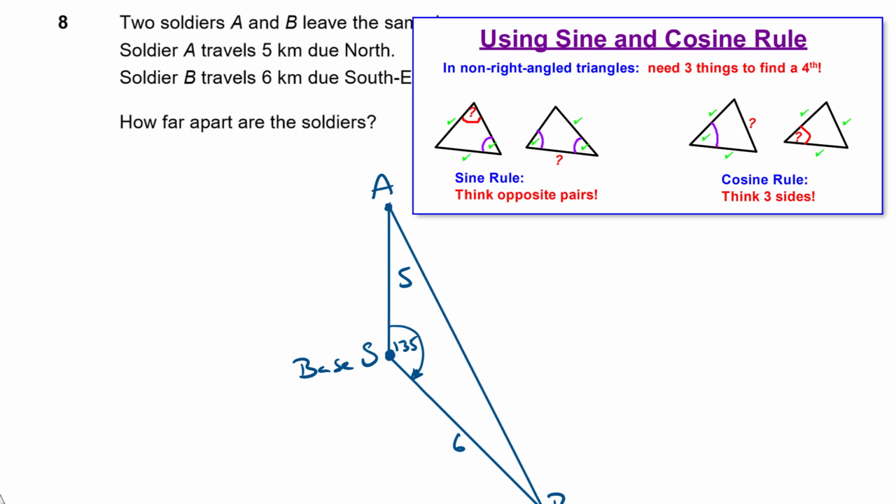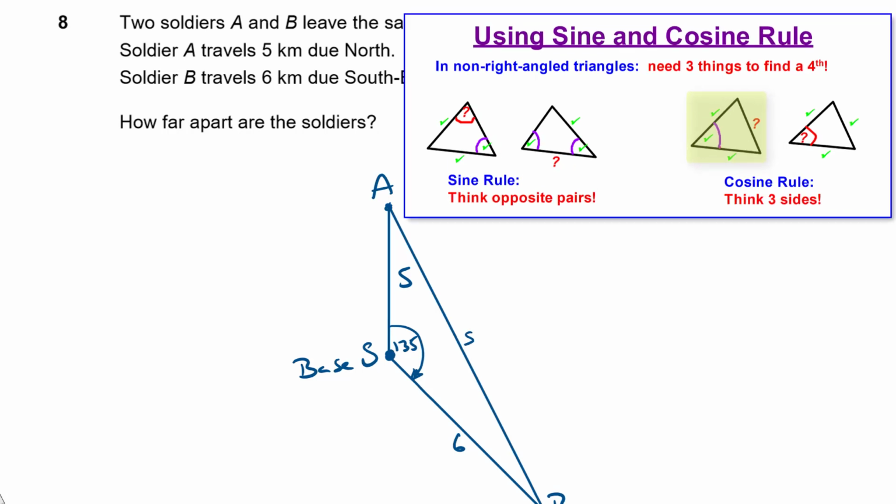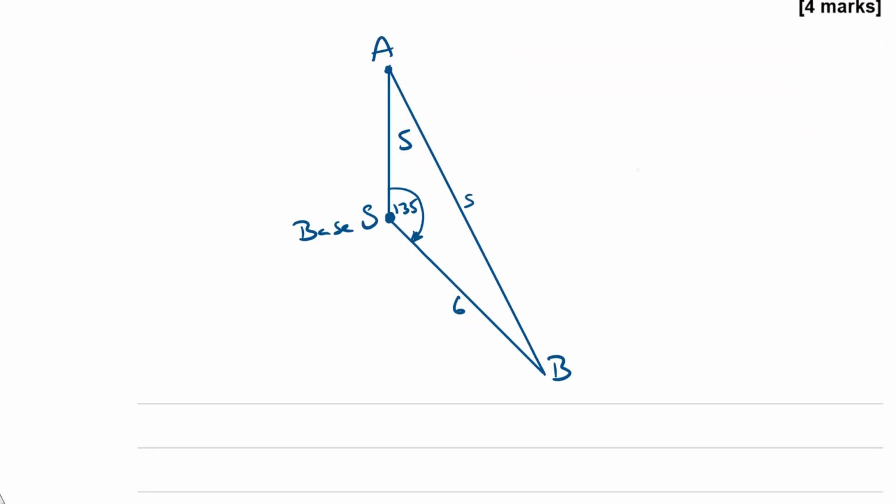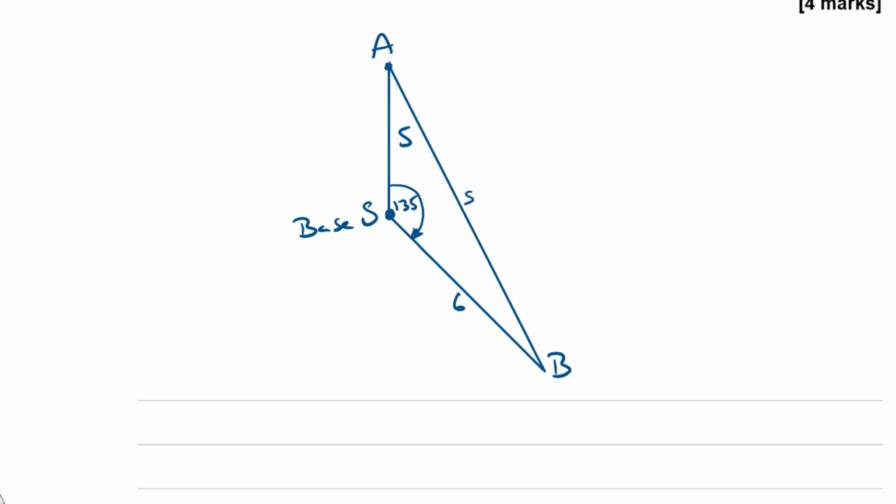So now we do know 3 things about this triangle. We've got an angle and we've got 2 sides, and we want to find the other side. So when we've got 2 sides and an included angle, is that the sine rule or the cosine rule? Yep, you guessed correctly, it's the cosine rule. So we need to find side S, little s on my diagram. So can we formulate the cosine rule for this triangle.